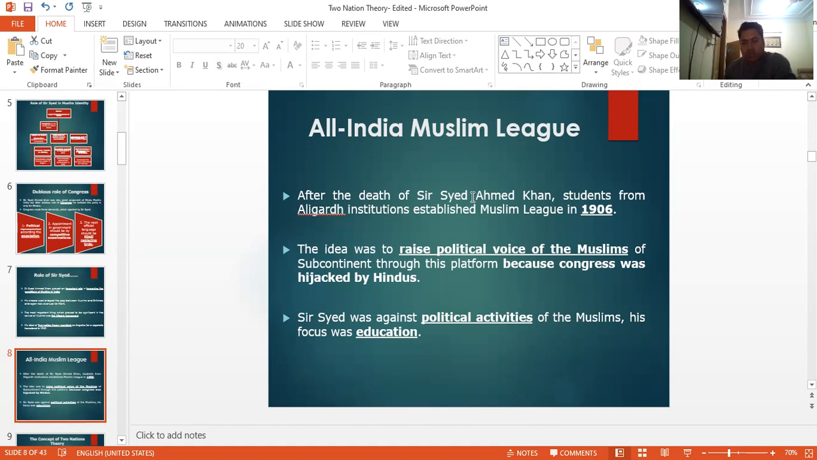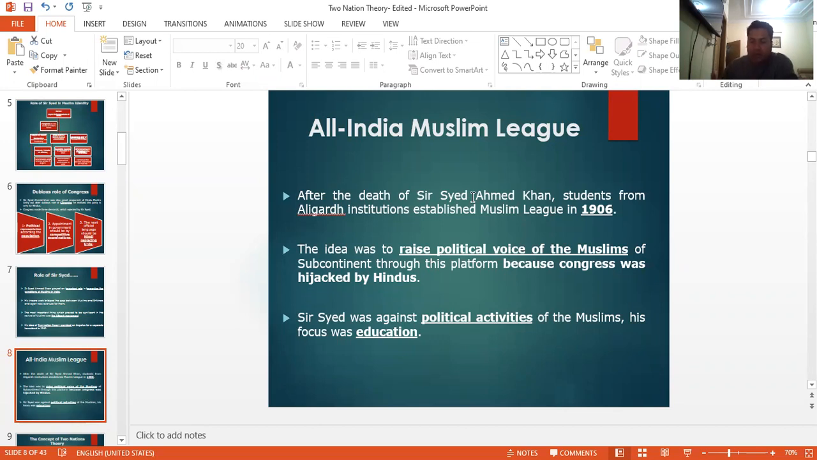And so this was the reason that he initially asked the Muslims to acquire modern education and then compete with the Congress. So his idea clicked, and the educational institutions which he started provided the Muslims of the subcontinent a platform to learn.